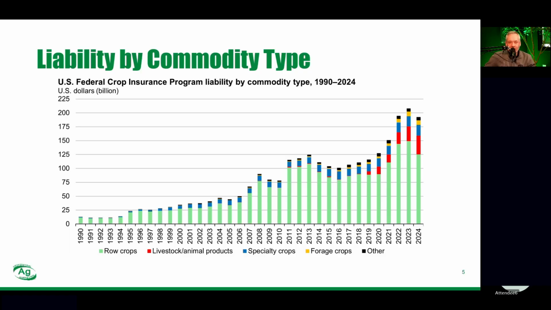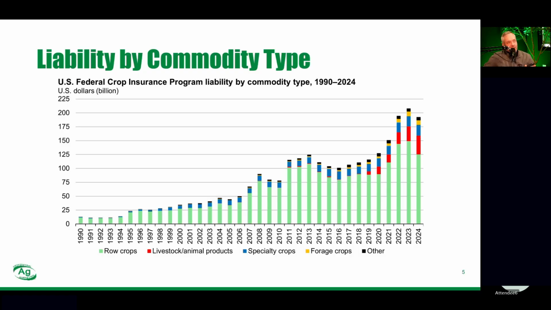As price has increased, as yields have increased, we're going to insure more dollars. So we're seeing that in our row crops. They go up and down, but a vast majority, a heavy percentage of the dollars insured across the United States are in the row crops.